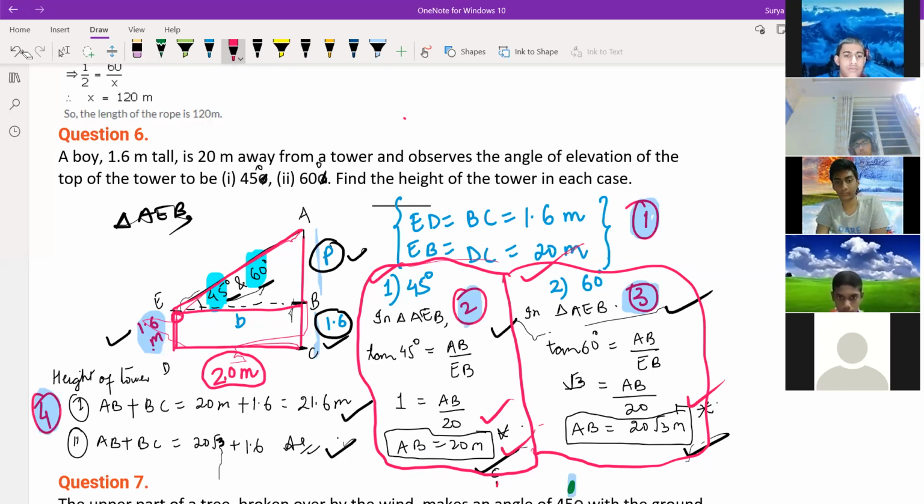Prasan, this much you understood? 20 root 3 and 20. Yes, sir, I got the answer.